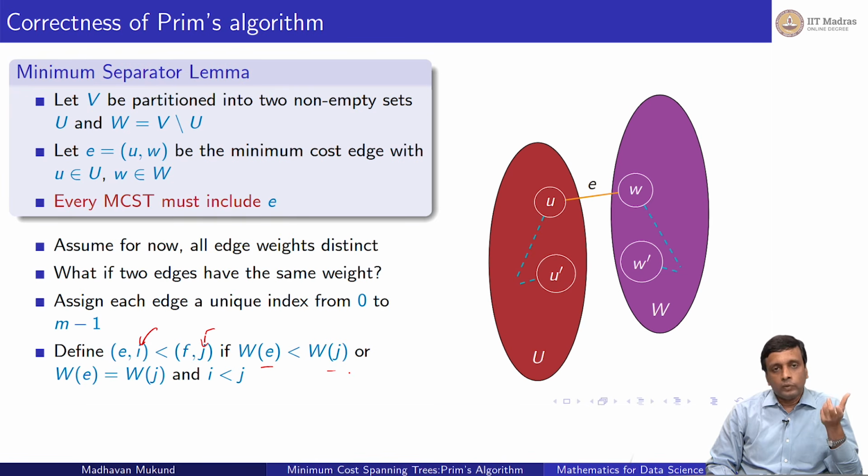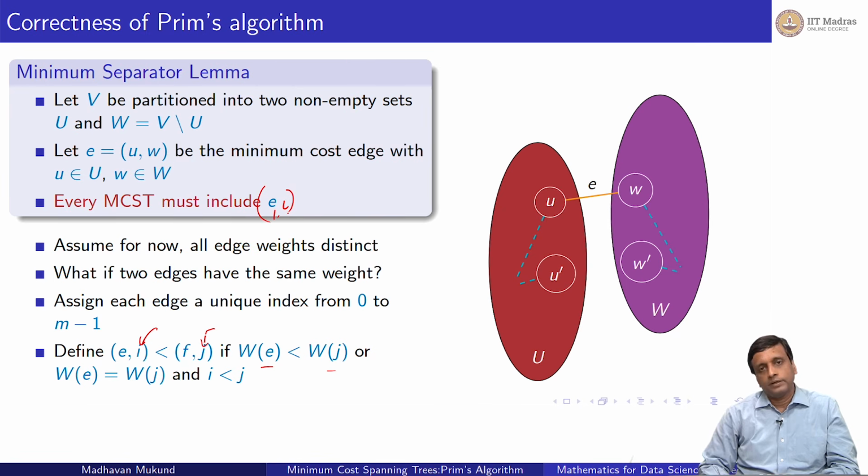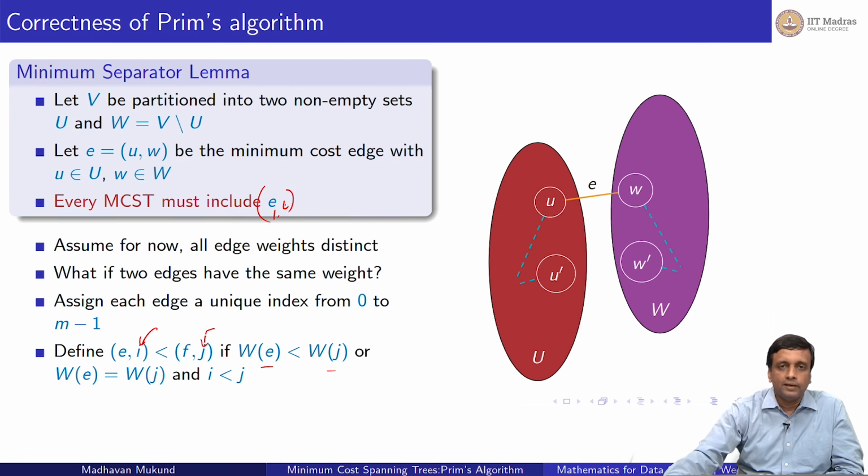But if they have equal weight, then I will look at the index and say if the index i is smaller than the index j, then (e, i) is smaller than (f, j). So this gives me a way of ordering all the equal vertices. Then my lemma will say that it must include the smallest in terms of their ordering. So it's not a big deal, it can be done. This lemma holds in general even if the graph has weights which repeat.